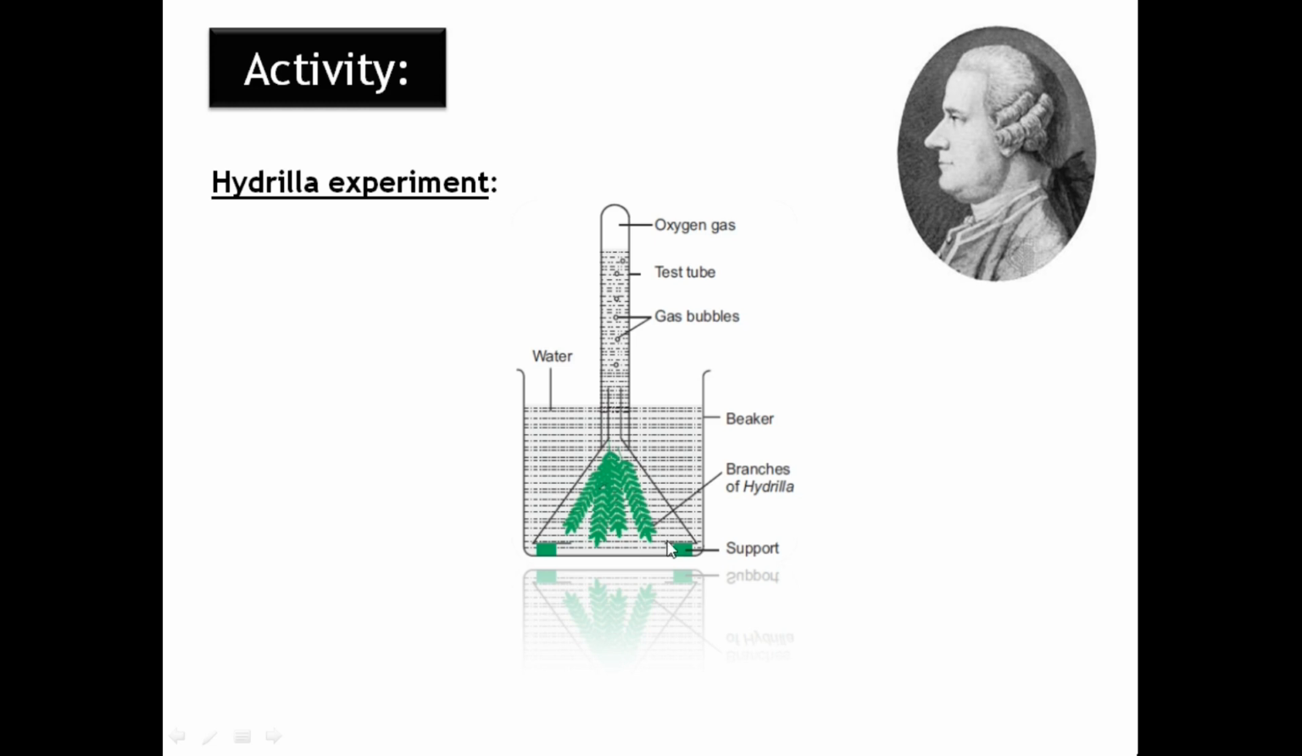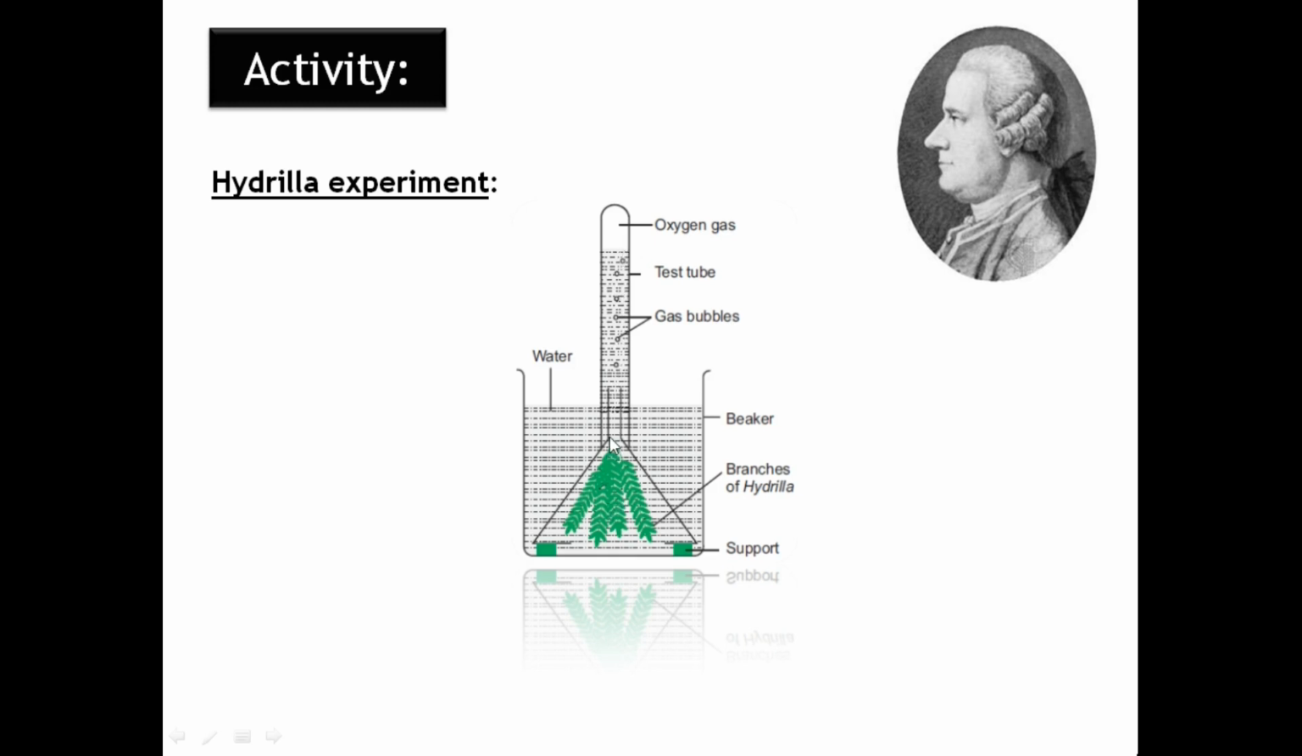Invert a test tube full of water over the stem of the funnel. Make sure that the water level in the beaker is higher than the water level in the stem of the funnel. Place the apparatus in the sun for at least 2 to 3 hours. You can observe some gas bubbles from the cut ends of the hydrilla plant, and these are collected at the end of the test tube by pushing the water into the beaker.